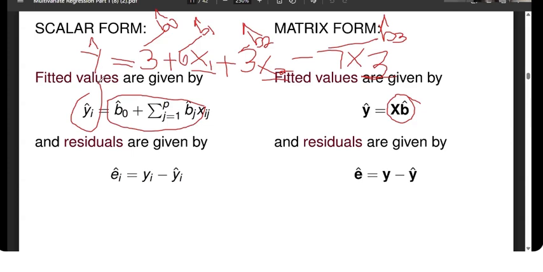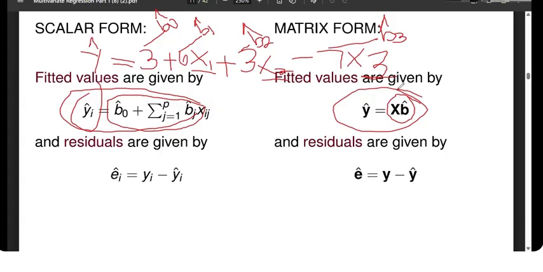So this is in a scalar form, and this is in a matrix form. And let me tell you this: the moment you have your fitted Y, which is a predicted value, you can find the error. We're actually going to call that residual. What is the difference between error and residual? They mean the same. The two of them are talking about the difference between what I observe and what I predict.